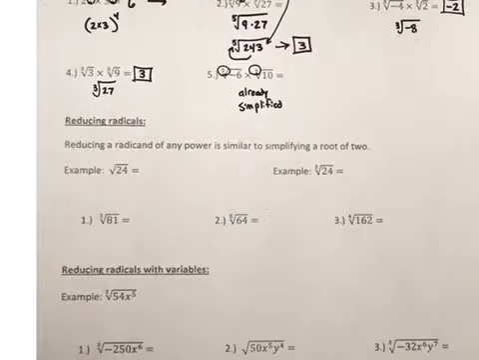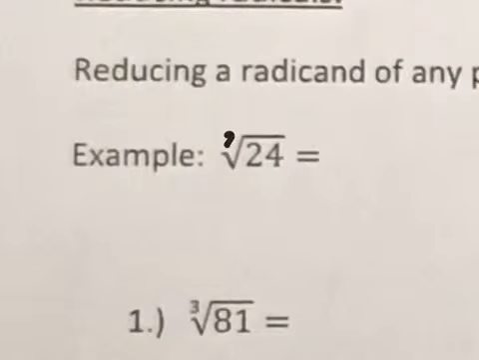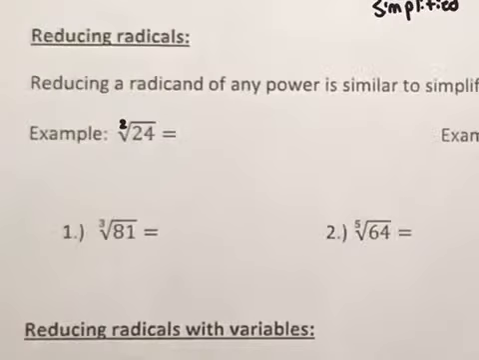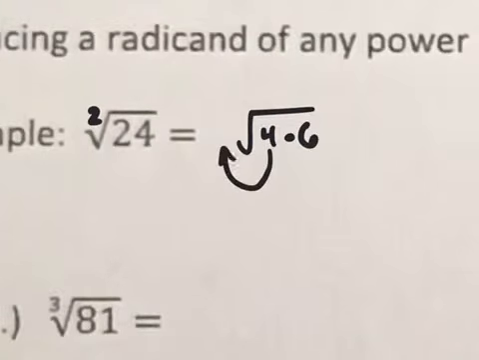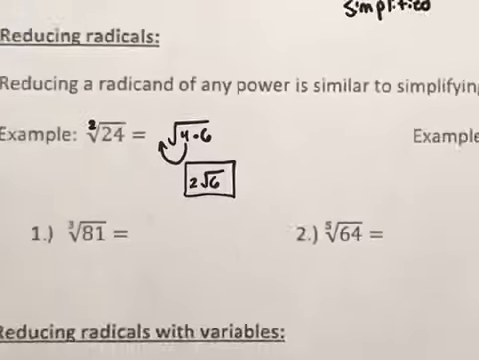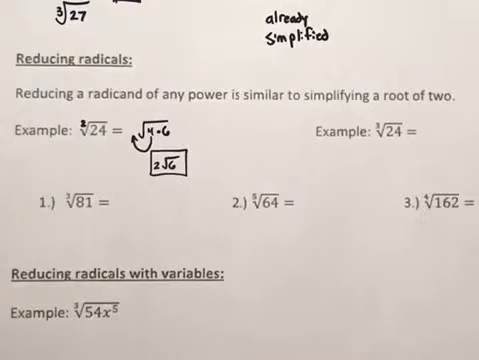All right, reducing radicals. Reducing a radical of any power is similar to simplifying a root of 2, so square root of 2. Keep in mind this chapter, anytime you don't see an index, we are working with a square root sign. And we saw this yesterday. This is just a little bit of a review from 6.1. When we were simplifying square roots in previous chapters, we were looking for perfect squares within it. So 24 could be expressed as 4 times 6, where 4 is a perfect square for 2, and that 6 stays over.